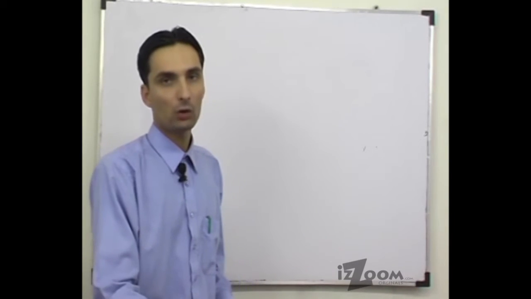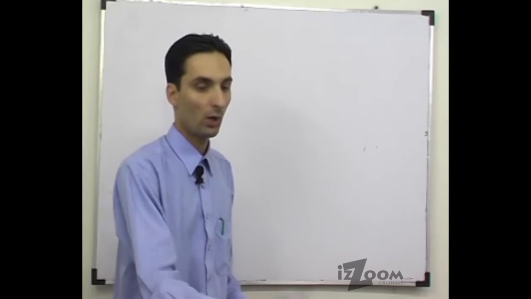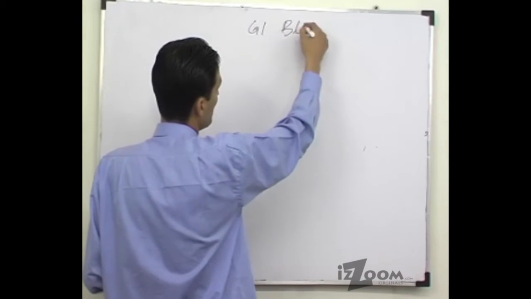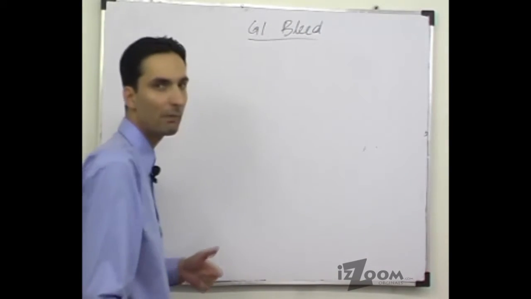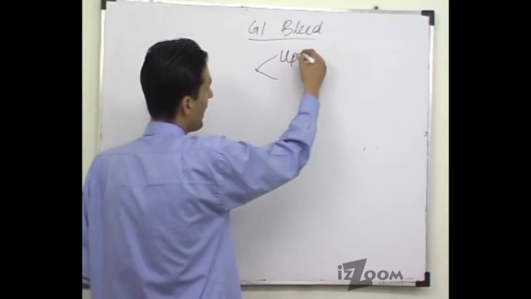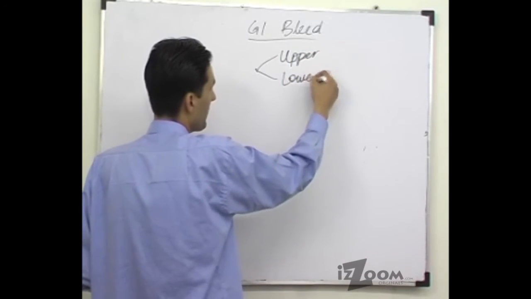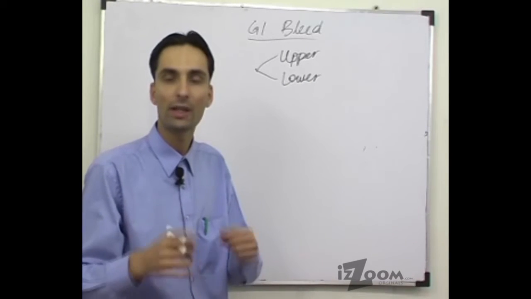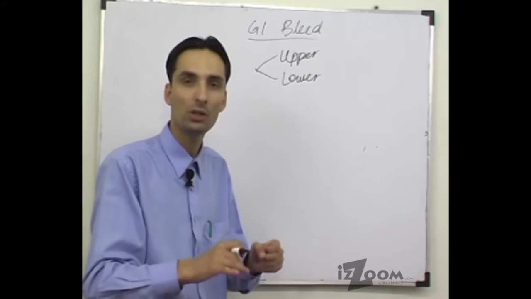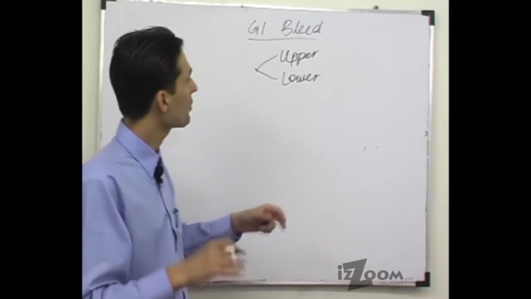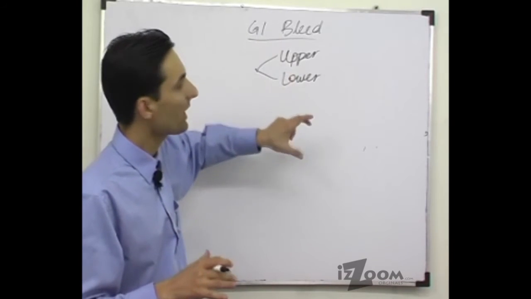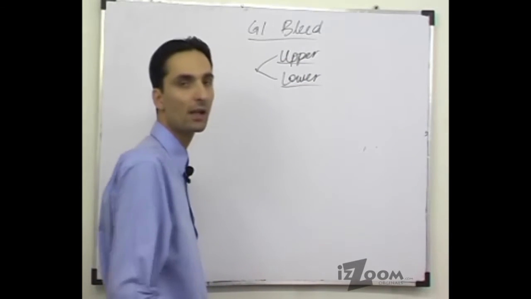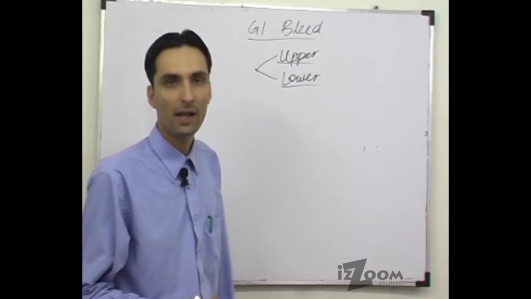Now I'll be talking about another topic, which is GI bleeding in children. Pediatric causes of GI bleed. GI bleed, as you know, can be divided into upper and lower GI bleed. Upper GI bleed is the one which occurs proximal to the ligament of Treitz. The ligament of Treitz is located at the duodenojejunal junction. Any bleeding that occurs proximal to that is classified as upper GI bleed, and any bleeding that is distal to that is classified as lower GI bleed.